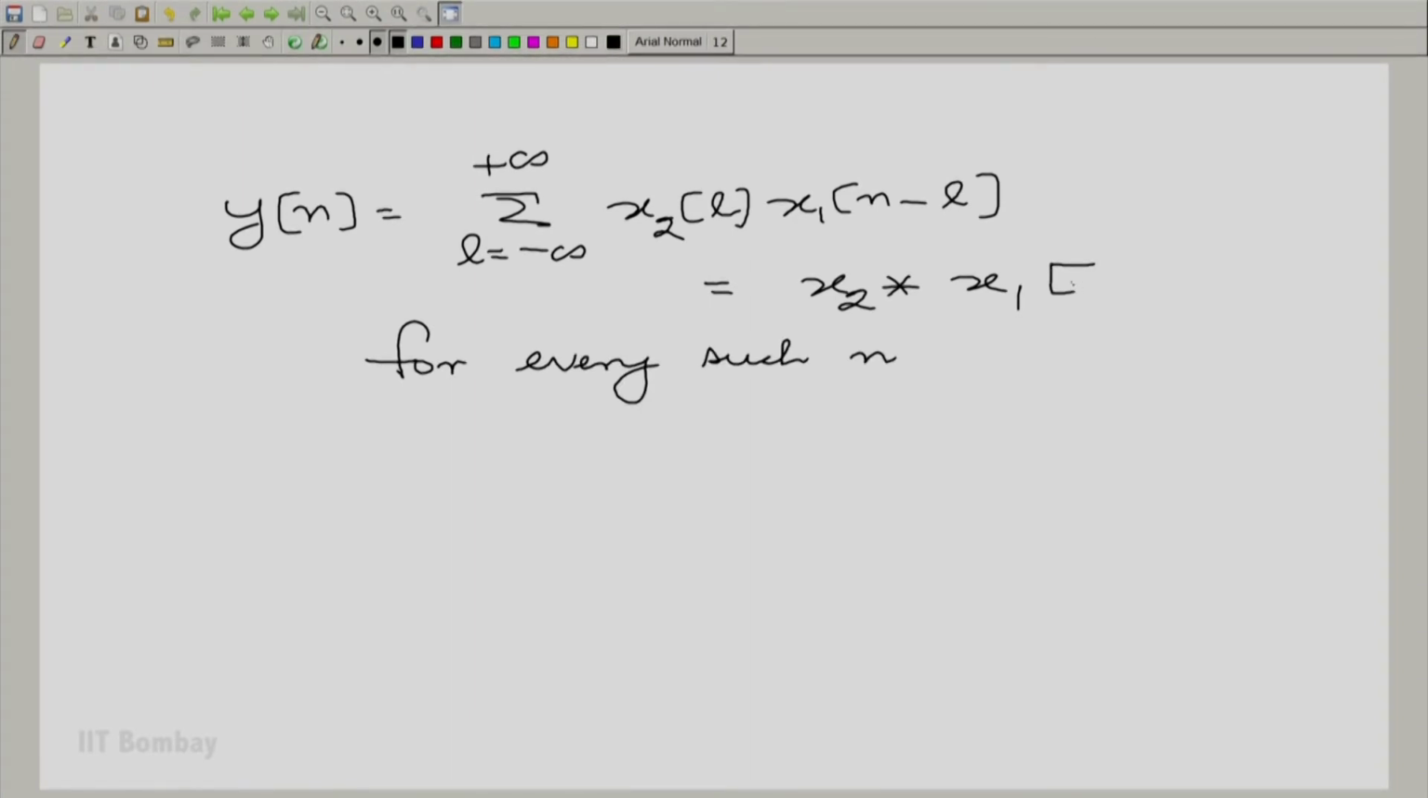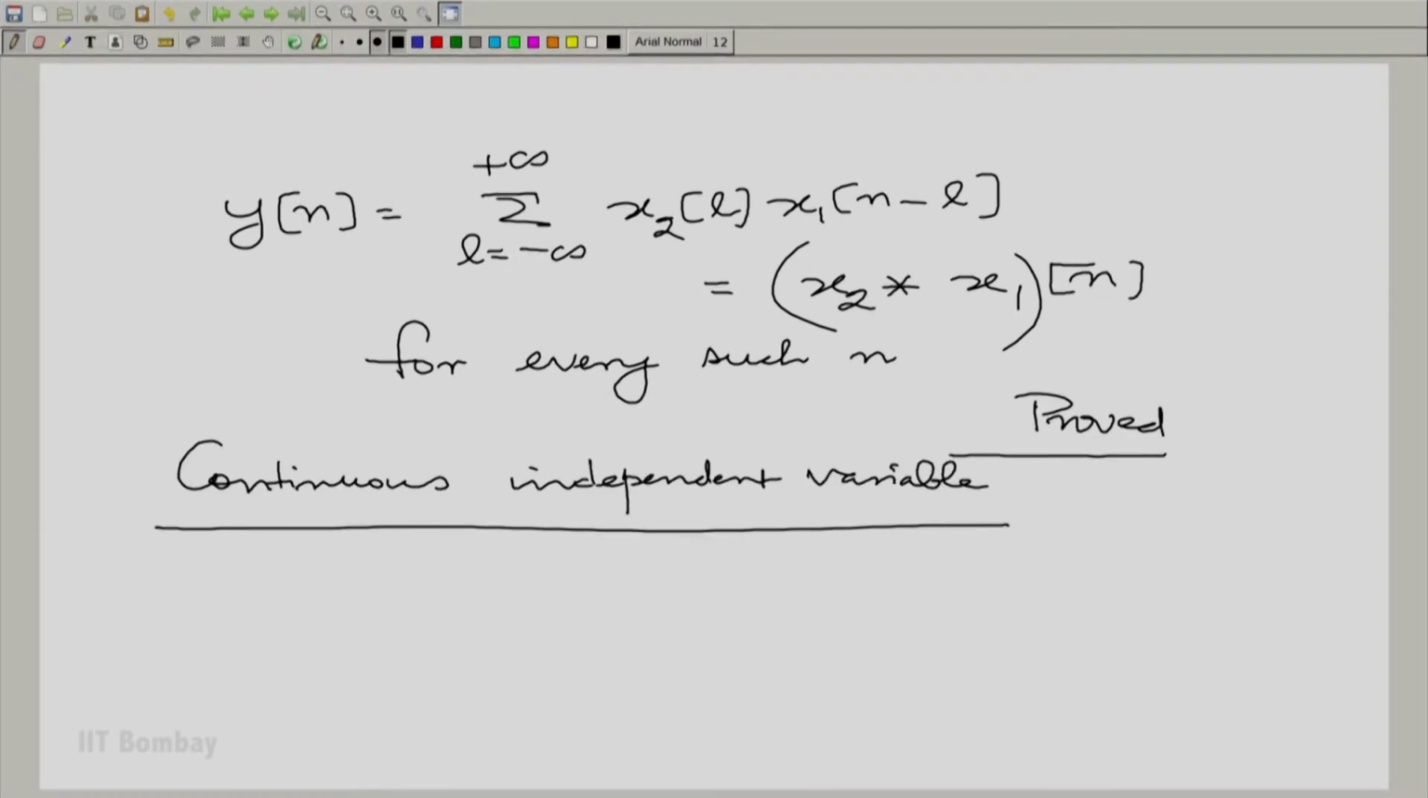which is essentially x2 convolved with x1 evaluated at n, and of course, this is true for every such n. So, naturally, the convolution operation is commutative. So, we have proved it. Now, let us take the continuous independent variable case. Here again, let us write y is x1 convolved with x2.